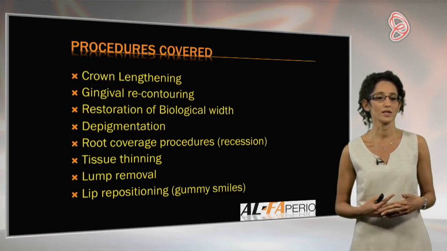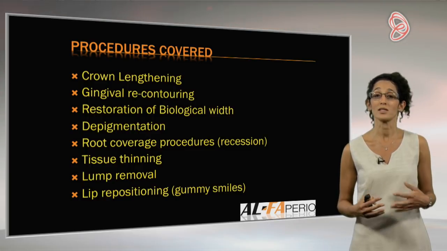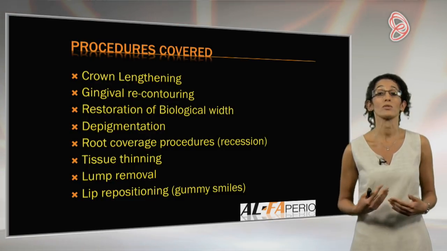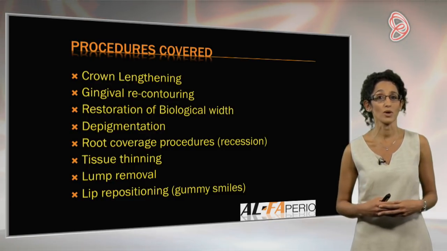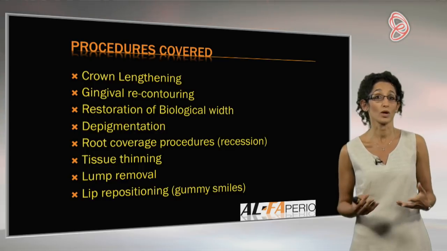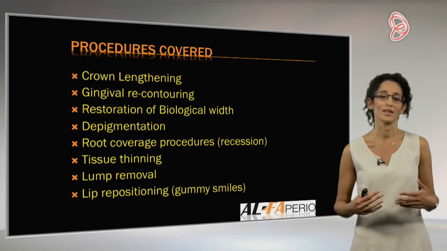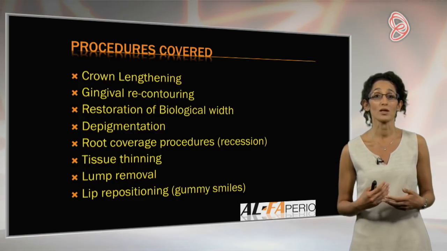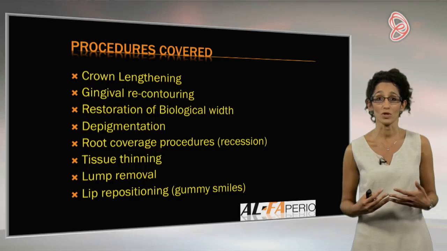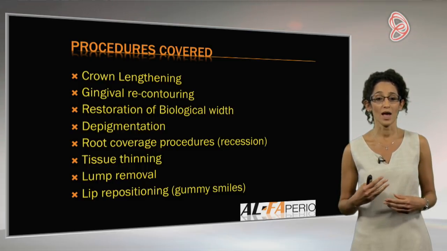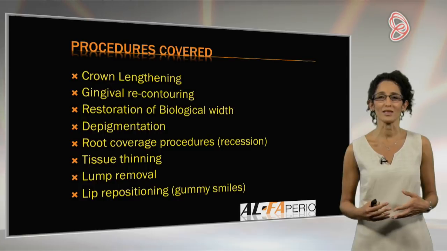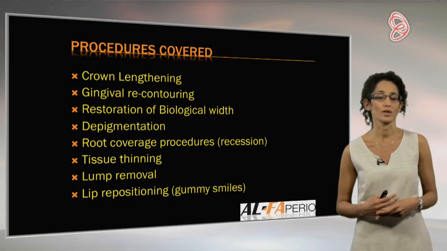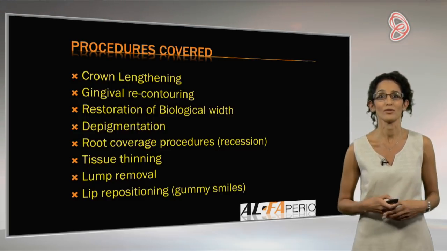I'm going to try to cover crown lengthening and then slightly more subtle, just soft tissue gingival recontouring. We'll look at restoring biological width, which can end up looking quite unsightly, but obviously we also want to get rid of inflammation, so that's my periodontist hat on again. And then we'll look at depigmentation, some root coverage procedures, so treatment of gingival recession. And look at how we can manipulate things, remove lumps, thin out tissues, and some final cases to finish off with on lip repositioning, so back to how to manage gummy smile.